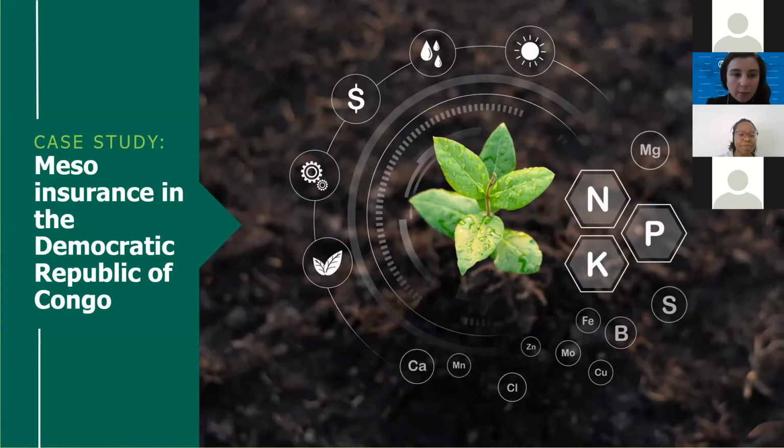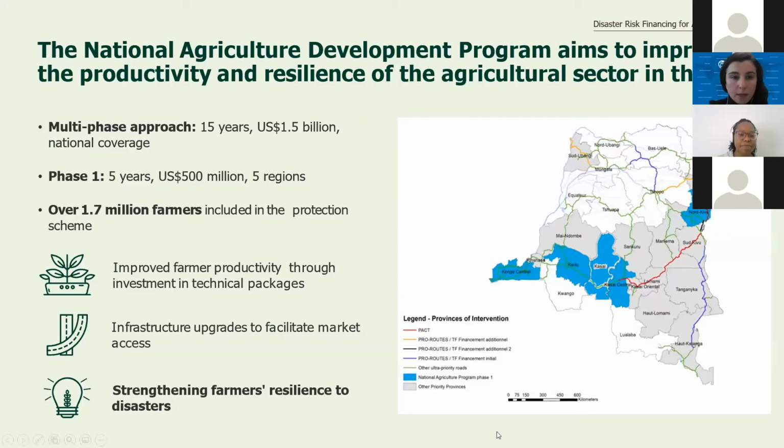My presentation will cover a case study of a meso insurance product, or it's better said meso risk transfer product in the DRC that we are right now preparing at the World Bank. Next slide, please. This product is actually part of a National Agriculture Development Program, which is a 15-year multi-phase approach, accounting for $1.5 billion investments and aiming at national coverage. This program, implemented by the World Bank with the government of DRC, aims to improve the productivity and resilience of the agriculture sector in the DRC.